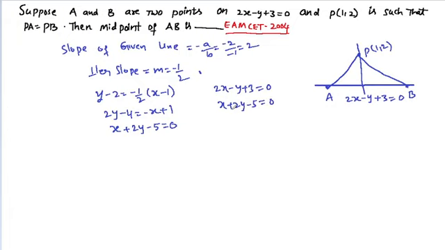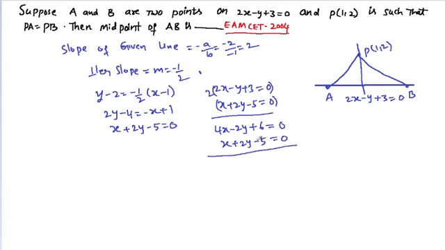Solve these two equations, multiplying the first line by 2, that is 4x minus 2y plus 6 is equal to 0, and x plus 2y minus 5 is equal to 0. So add these two equations, 2y cancelled, that is 5x plus 1 is equal to 0. Therefore x is equal to minus 1 by 5.